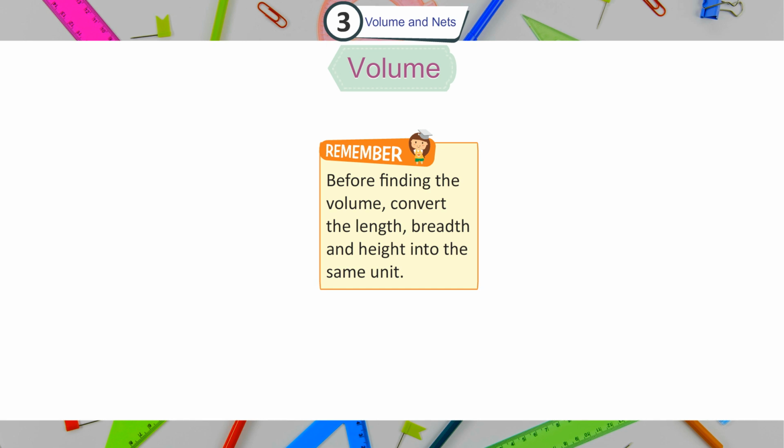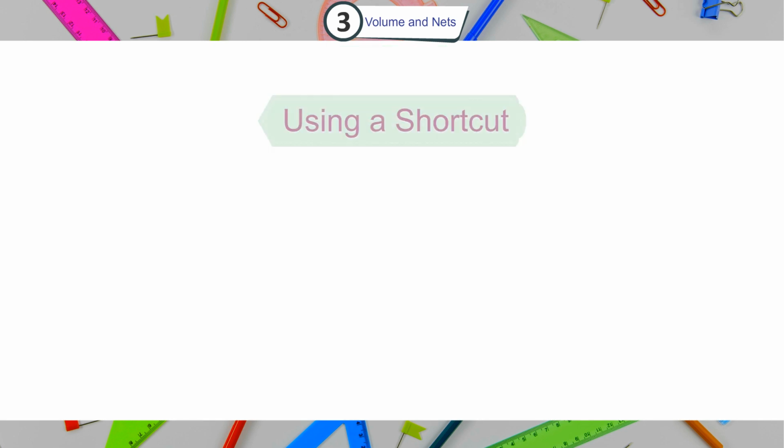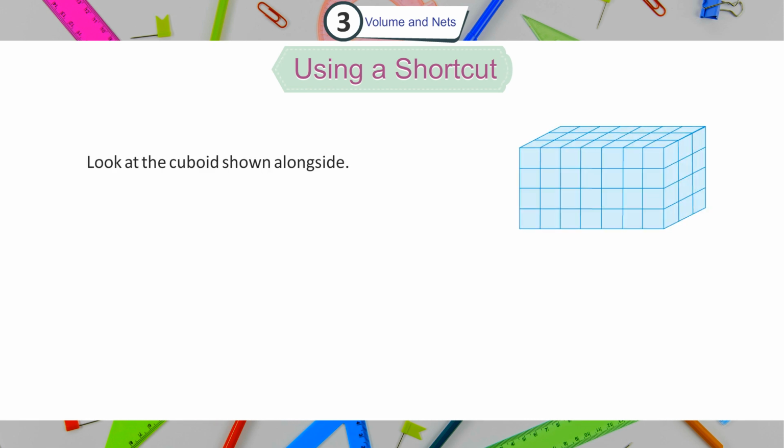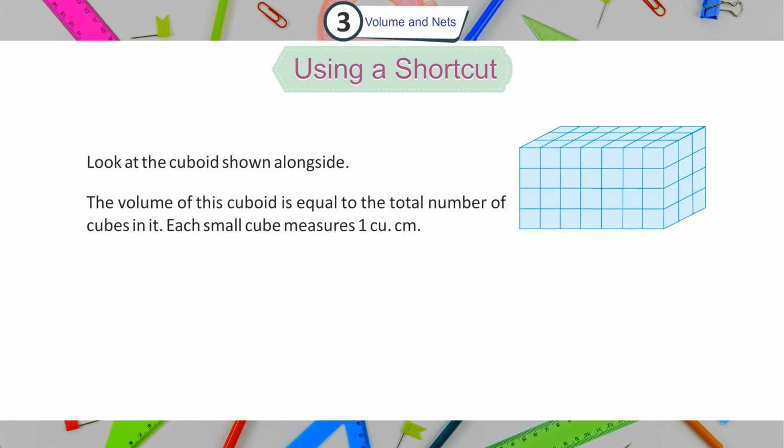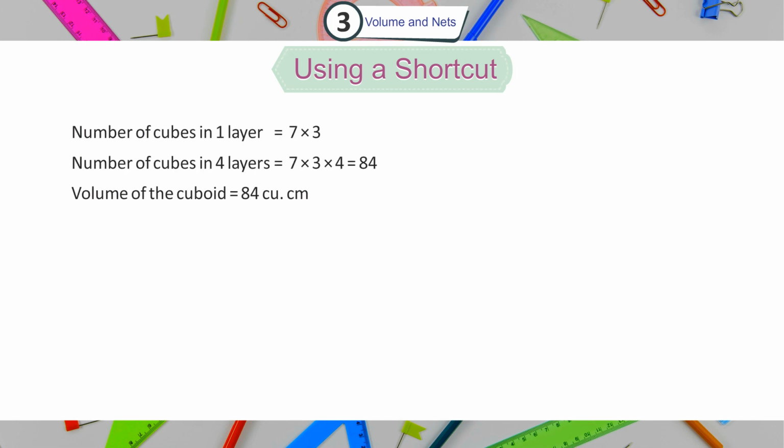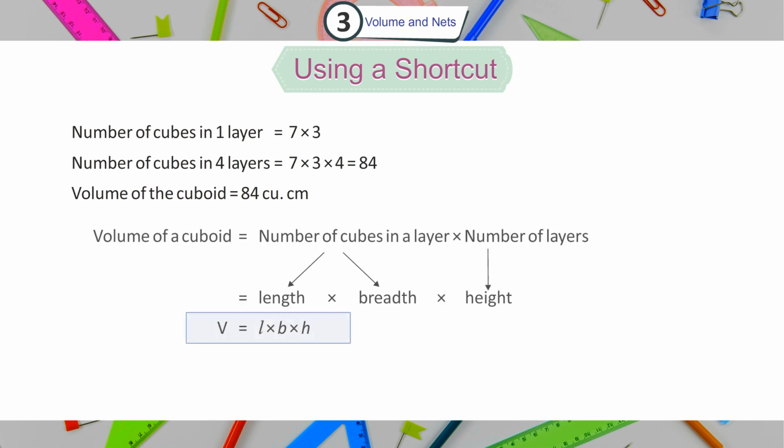Remember, before finding the volume, convert the length, breadth and height into the same unit. Using a shortcut, look at the cuboid shown alongside. The volume of this cuboid is equal to the total number of cubes in it. Each small cube measures 1 cubic centimeter. Number of cubes in one layer = 7 × 3. Number of cubes in 4 layers = 7 × 3 × 4 = 84. Volume of the cuboid = 84 cubic centimeter.